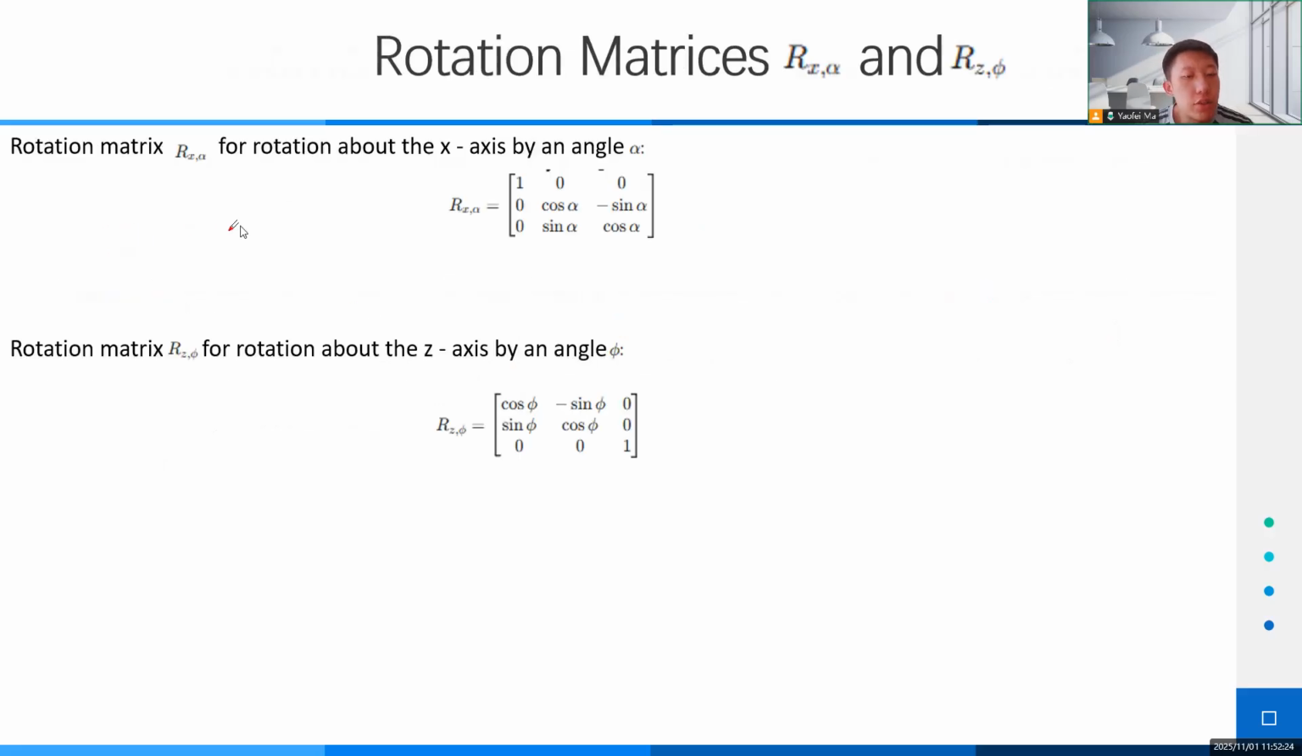Next, let's recall two important rotation matrices. The first one is Rx(alpha). It's for rotating a body around the x-axis by an angle alpha, and its form is this. The second one is Rz(phi). It's for rotating around the z-axis by an angle phi. Its form is this.